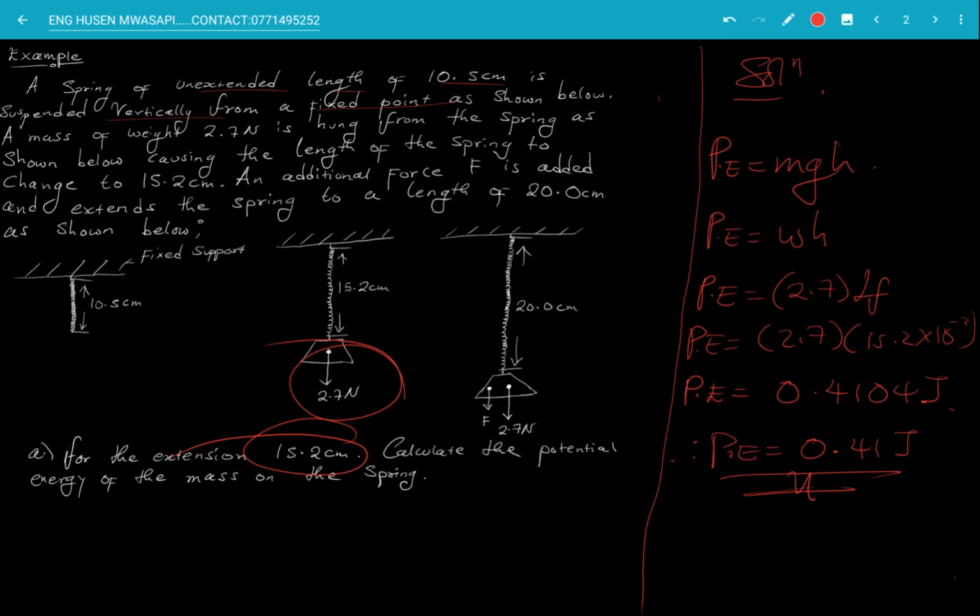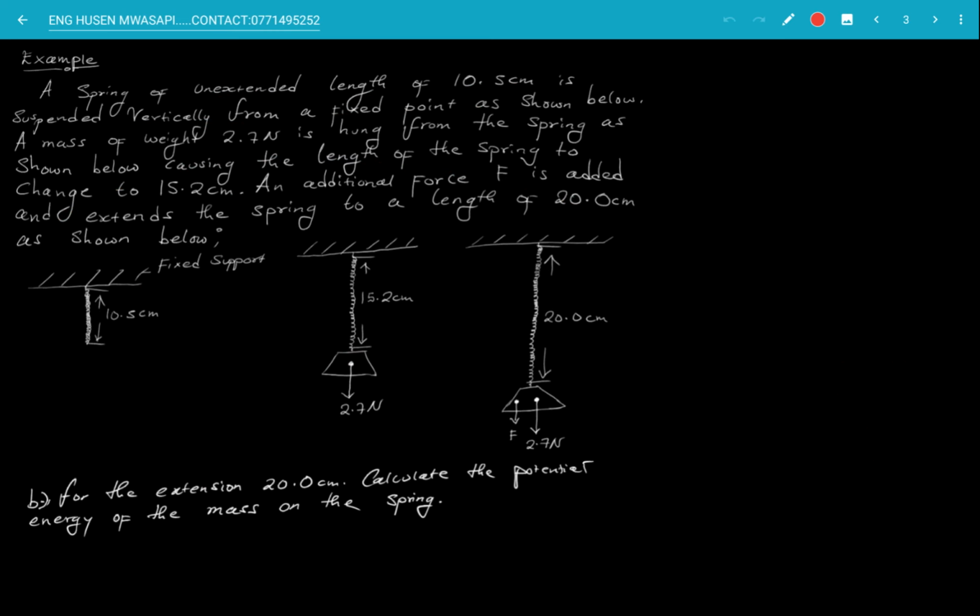I hope it's clear. The potential energy we're trying to determine, remember, is for the mass that has been attached to the spring. In short, it is for the load in this system that we have here. Be mindful of that. Now let's look at a different question that is similar to this.